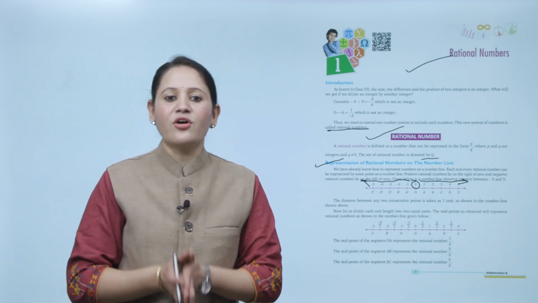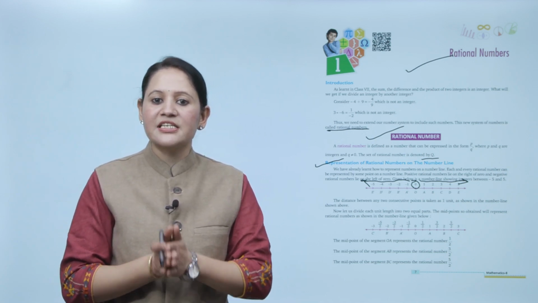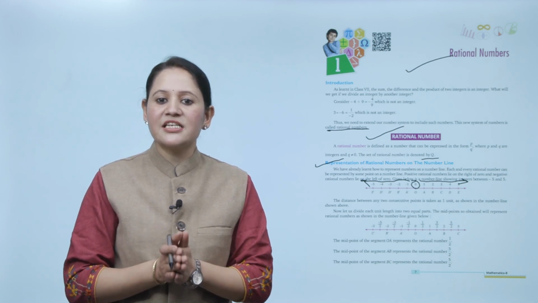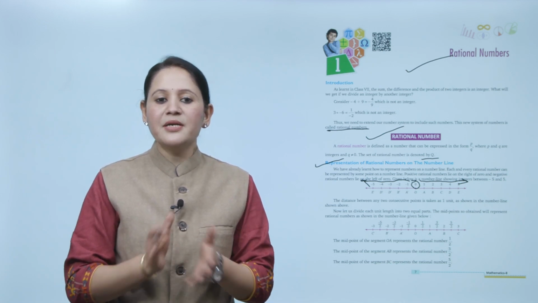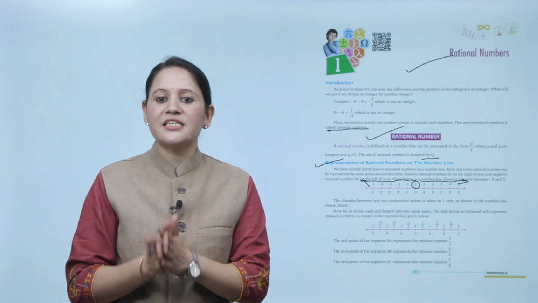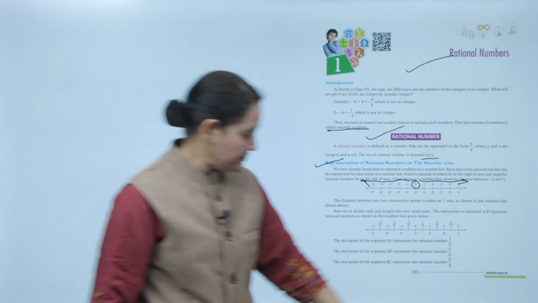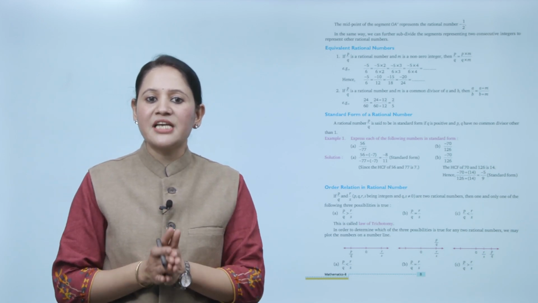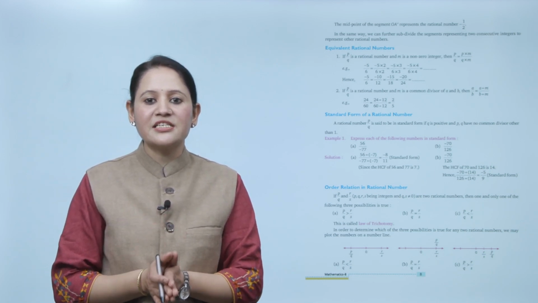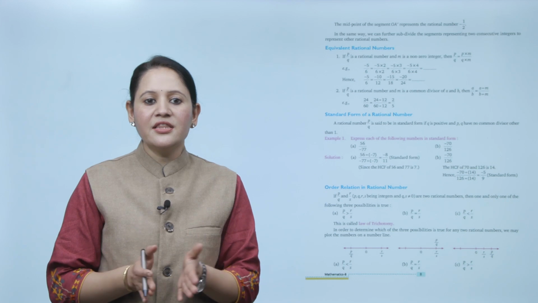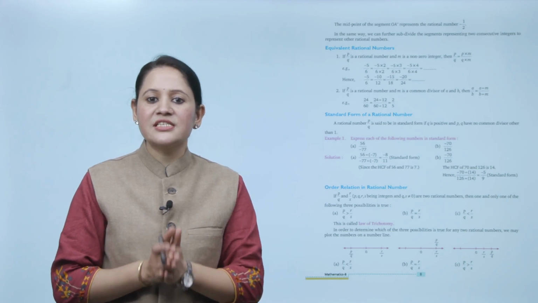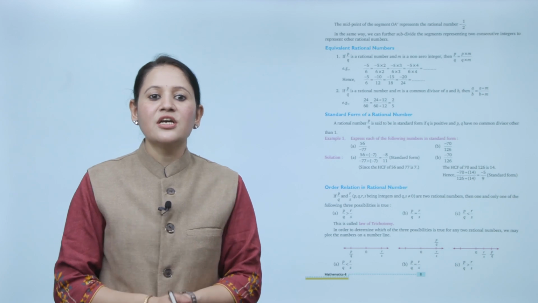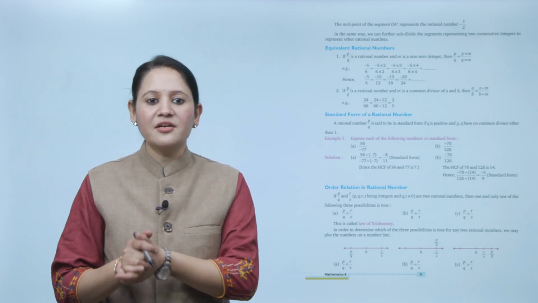The midpoint of the segment OA represents the rational number 1 by 2. The midpoint of the segment AB represents the rational number 3 by 2. The midpoint of the segment BC represents the rational number 5 by 2. The midpoint of the segment OA dash represents the rational number minus 1 by 2. In the same way, we can further subdivide the segment representing two consecutive integers to represent other rational numbers.